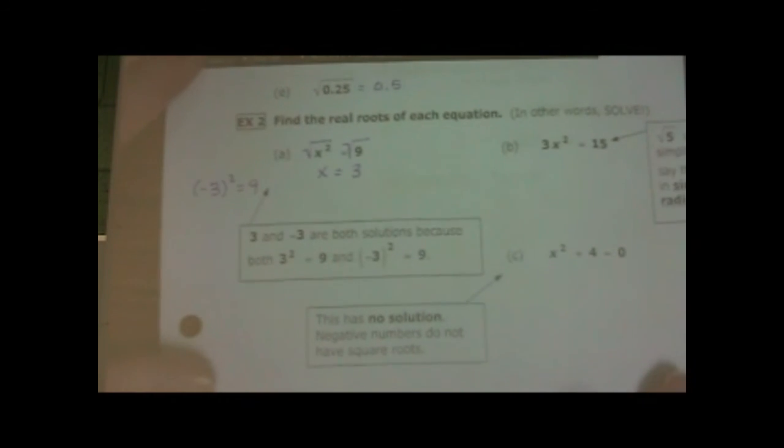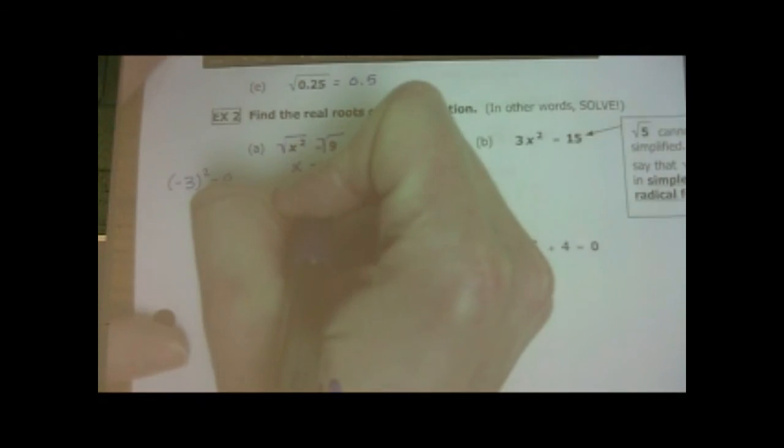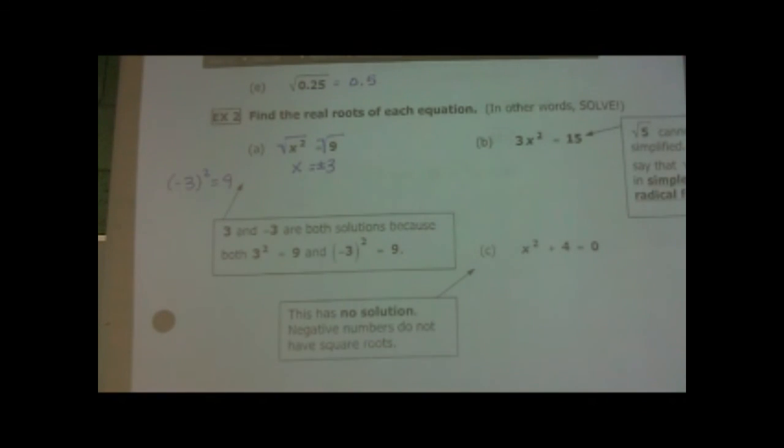So what you have to remember when you're using this method is that when you square root both sides, it's going to give you 2 answers, one positive, one negative. And the way that we can write that is by putting a little plus-minus sign in front of 3. And what that means is +3 or -3.